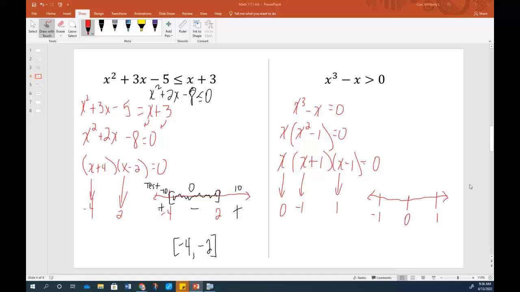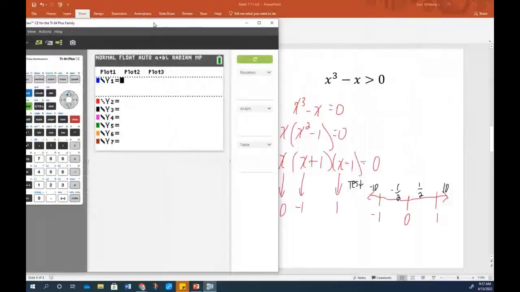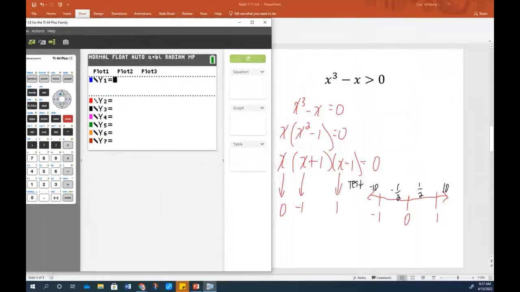-1, 0, and 1. So I actually have 1, 2, 3, 4 sections I need to test. So we need to pick some test numbers. I'm going to pick -10, -1/2, because, you know, what's my other option? Really, I've got to pick something in that region. 1/2 and 10. So y equals, and let me move this over so that you can see that we have x cubed minus x.